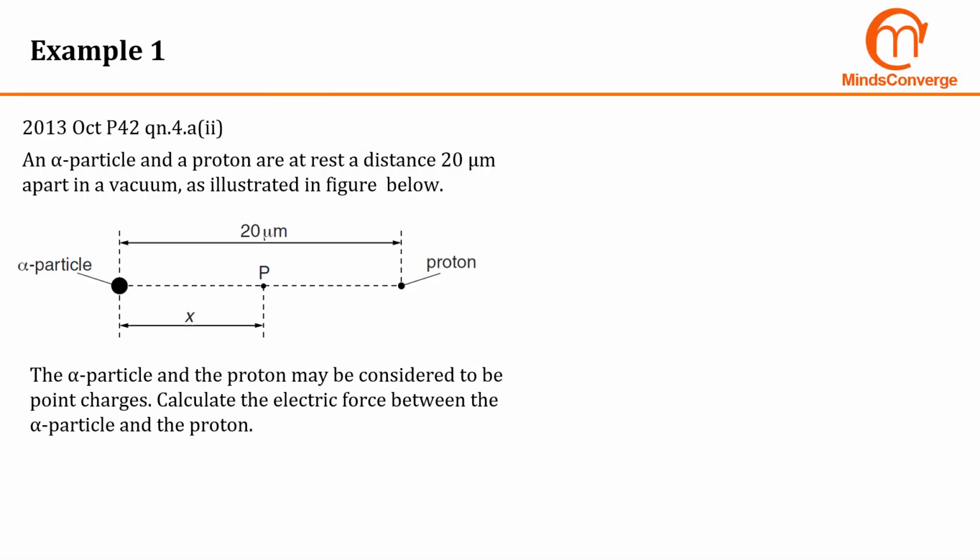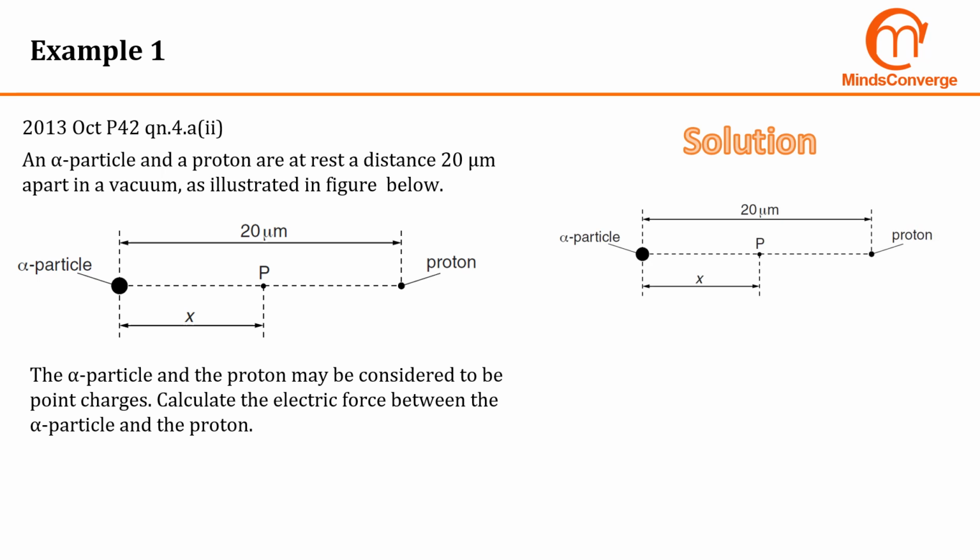Let's try some examples. Please pause the video to try the question. In this question, both the alpha particle and the proton carry a positive charge. So, the electric force is repulsive. We can use the equation of Coulomb's law to calculate the magnitude of the electric force. The alpha particle is the nucleus of helium-4, contains two protons, and thus, it has the amount of charge 2 times 1.6 times 10 to the power of negative 19 coulomb. The charge of a proton is 1.6 times 10 to the power of negative 19 coulomb. It's given in the question.